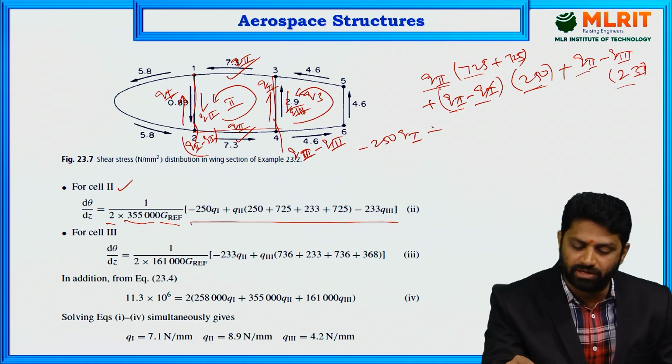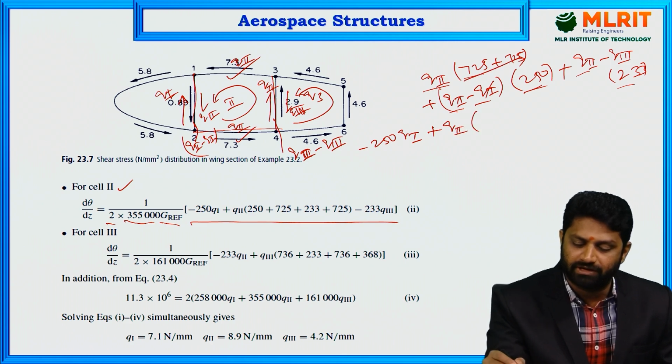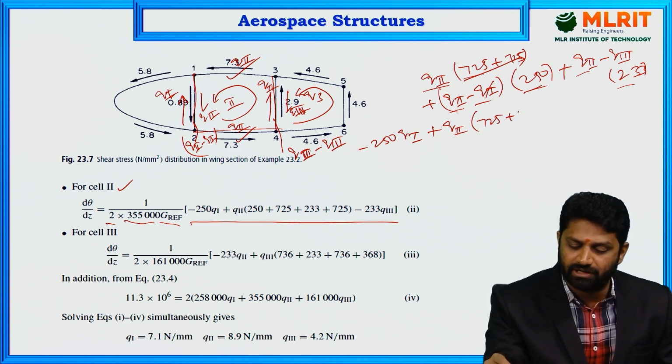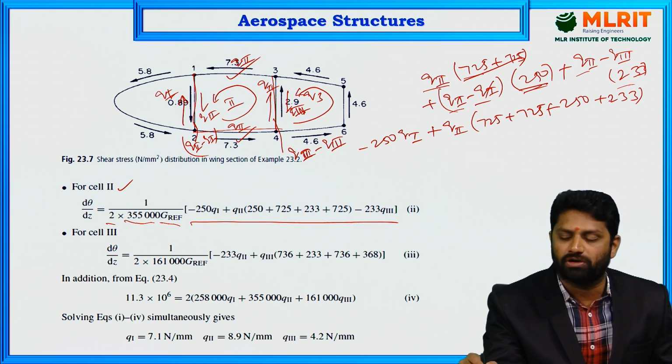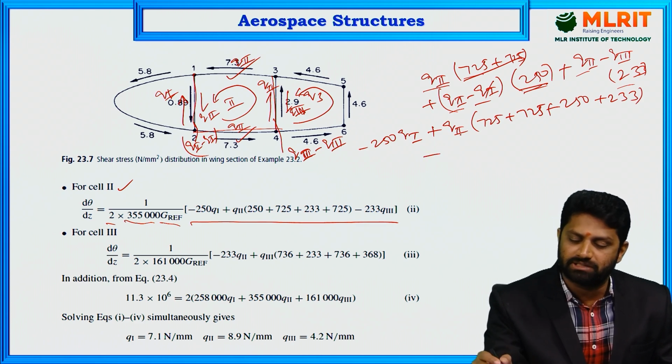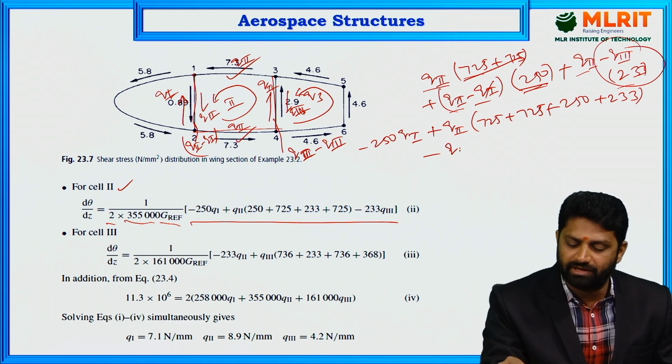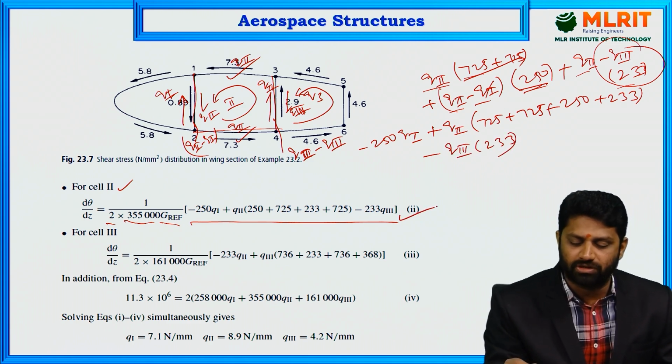So we'll write all this. When you try to write for Q2, first 725 plus 725 plus 250 from here, and then 233. So I am writing the coefficients of all Q2. Okay. Next, what is left is Q3. So Q3 is only present over here, so straight away we can write that is Q3 into 233. Okay. So this is what equation number 2.